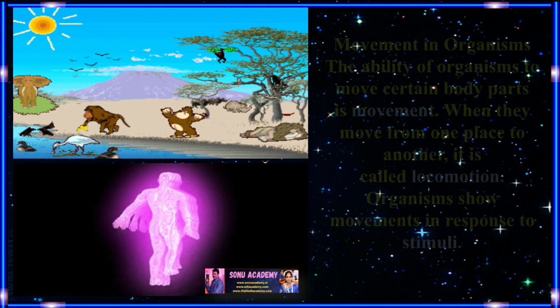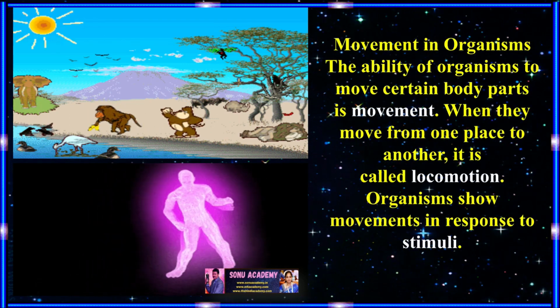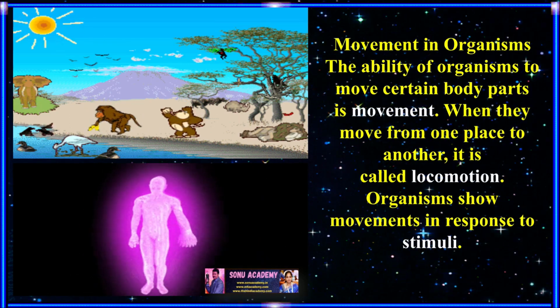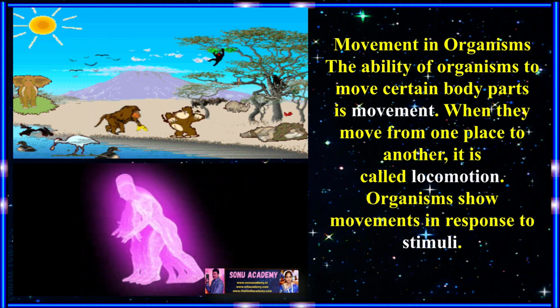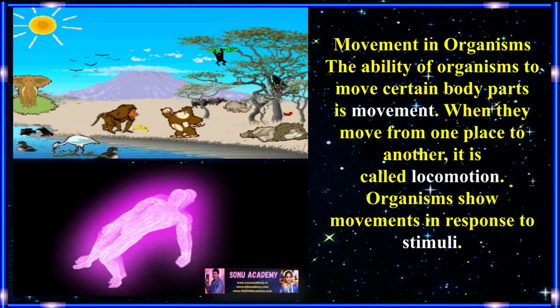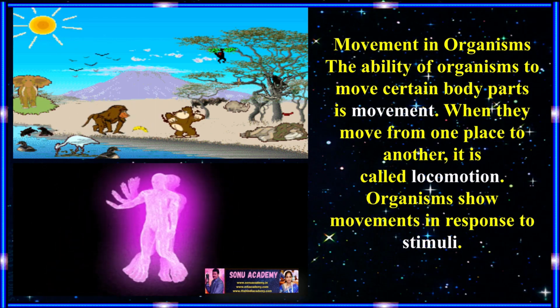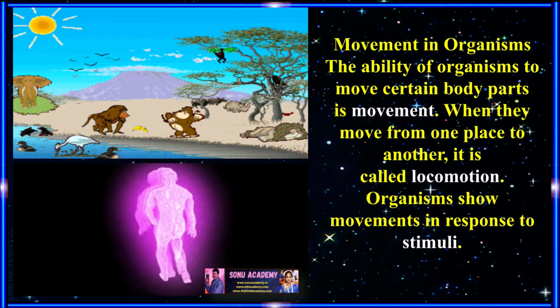Children, let us see what is movement in organisms. The ability of organisms to move certain body parts is movement. When they move from one place to another place, it is called locomotion. Organisms show movements in response to stimuli.